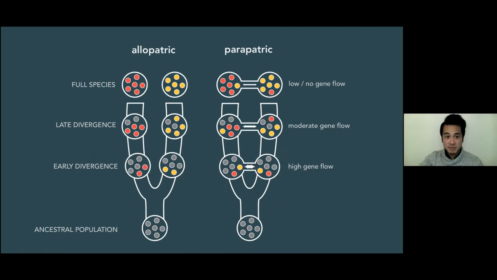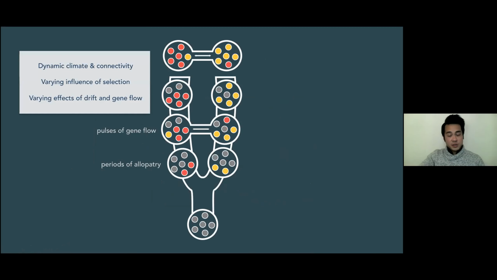And so what does that actually mean for our allopatric, parapatric definitions? Well, I'd argue that these systems are not really quite that simple, that we can define these based on what we see today. Particularly for this system and probably a lot of other systems, you have more of a dynamic climate and dynamic connectivity, where you have pulses of gene flow during the past and then periods of isolation, rather than something continuous throughout time. So then you have varying influence of selection, varying effects of drift, and varying effects of gene flow as these populations diverge and accumulate reproductive isolation.